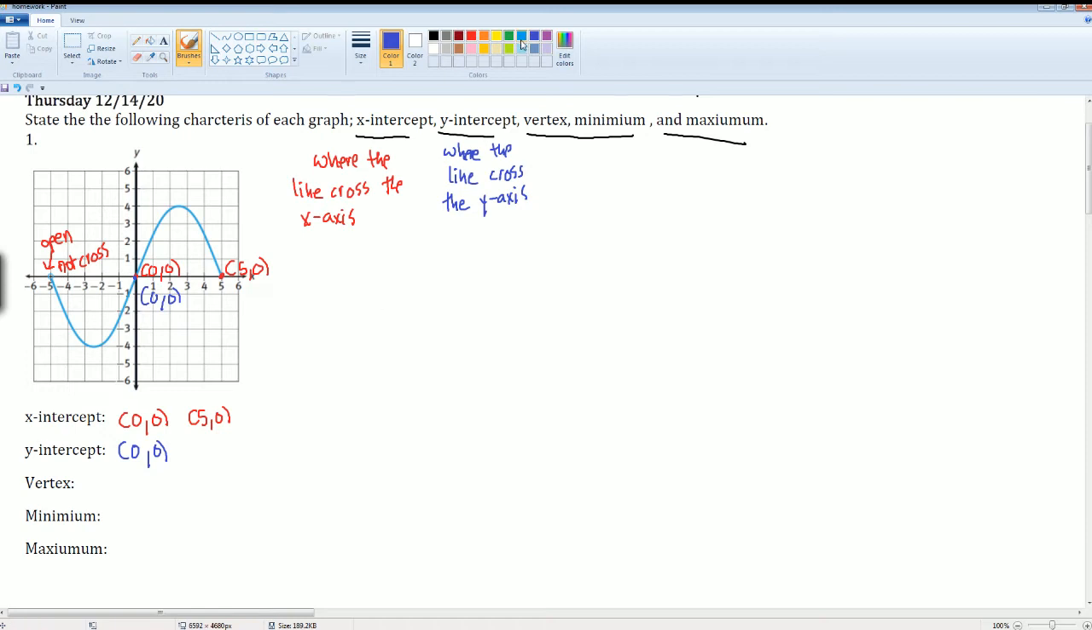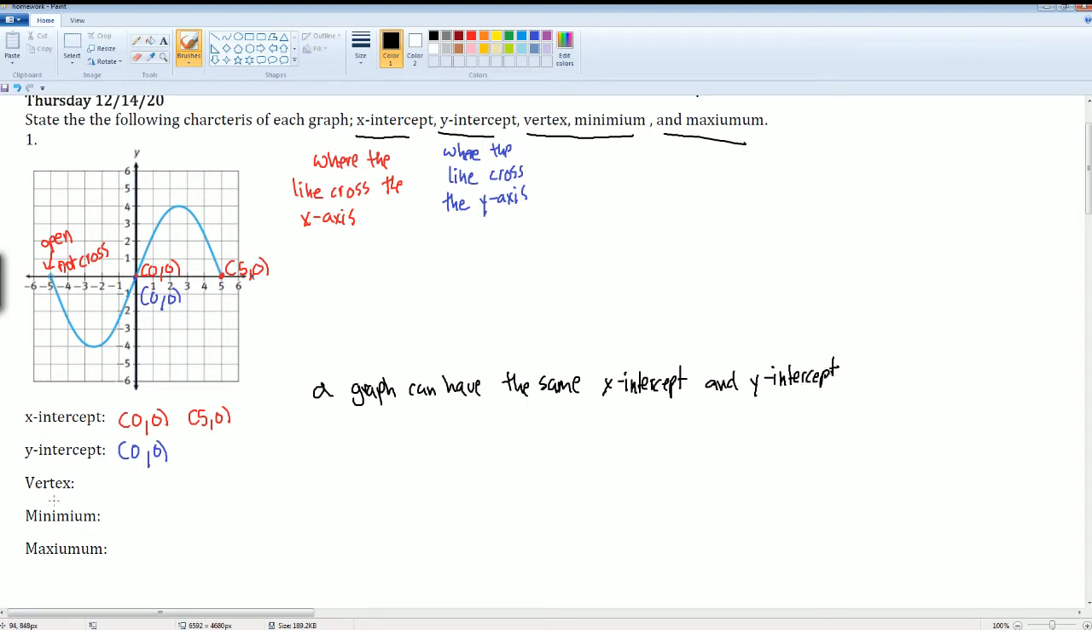You're like, wait, how can 0, 0 be the x-intercept and also the y-intercept? Remember, a graph can have the same x-intercept and y-intercept, okay? In this case, it was the same.